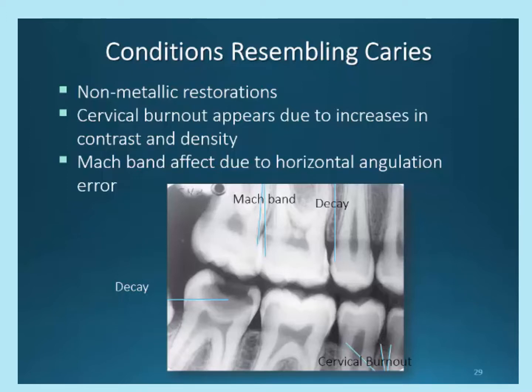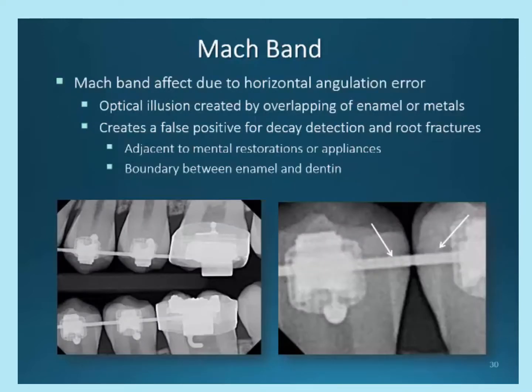The following slides have been reorganized from the ones that you have in your workbook, as I have added two better images to help you understand this concept and illustrate it. Mach band is an interesting concept. It plays in the realm of optical illusions and radiographs. It is due to the horizontal angulation errors created in overlapping of images with the enamel and the metal of an orthodontic appliance, and in reaction to the natural tooth structure.